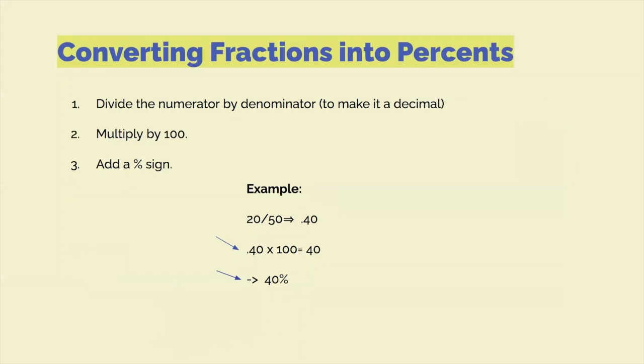Converting fractions into percents. The first step is to divide the numerator by the denominator to make it a decimal. The second step is to multiply by 100. And the third step is to add a percent sign. So in this example, we have 20 over 50. We divide 20 over 50 and we get 0.40, and then we multiply it by 100. Then we get 40%.